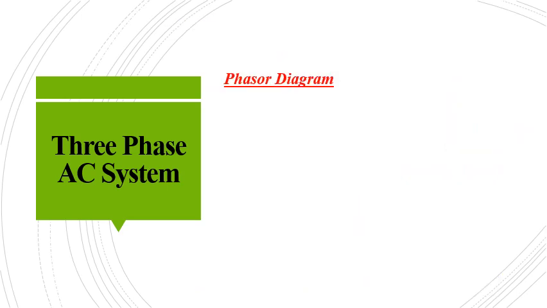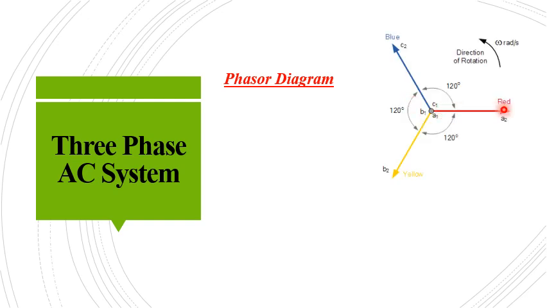Next we can see the phasor diagram of a 3-phase system. The 3-phase voltages are denoted as VR = Vm sin omega t, VB = Vm sin(omega t + 120), and VY = Vm sin(omega t - 120). VR is taken as the reference phasor here. Then the VB phasor is delayed from the R phasor by 120 degrees, so it is drawn downwards.